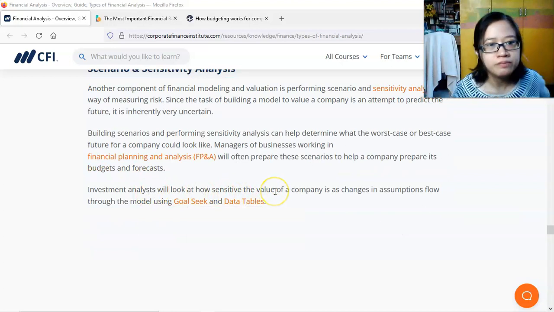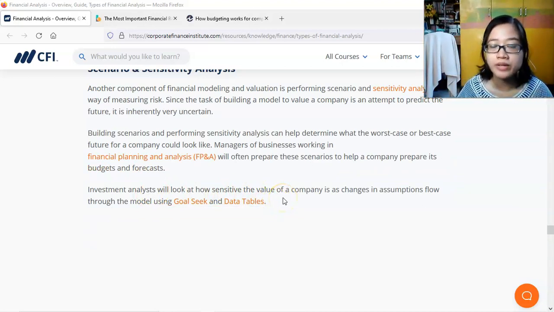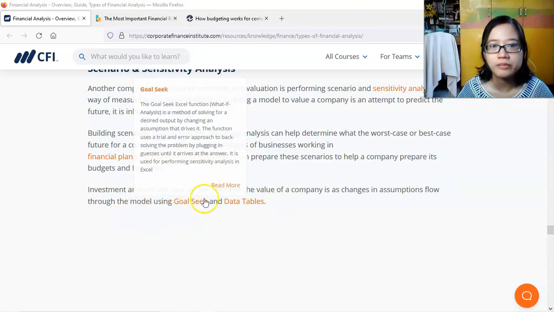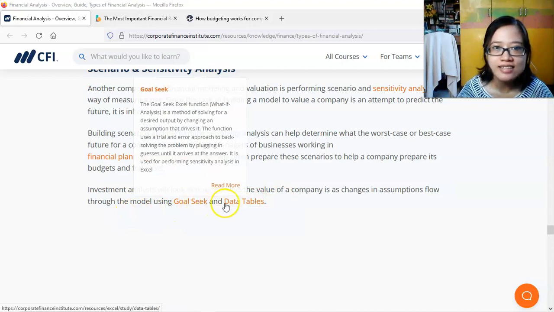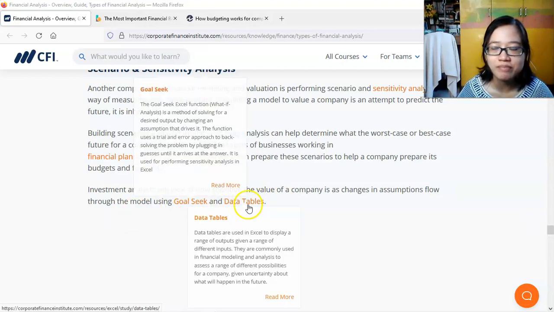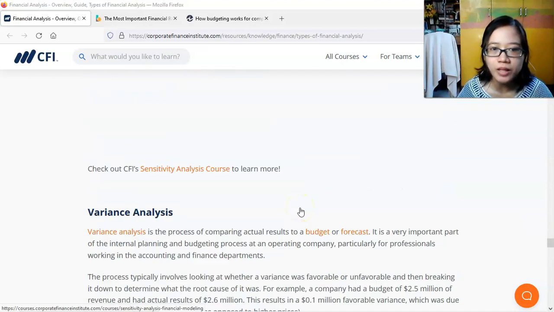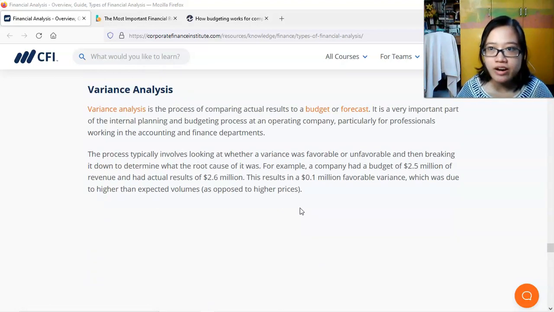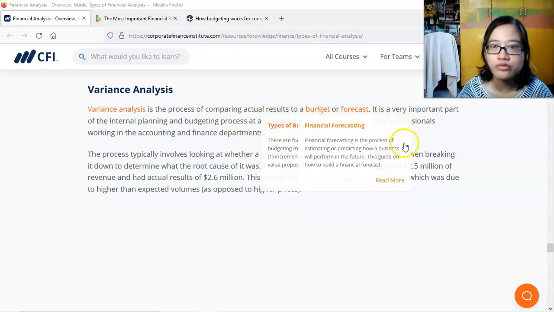And then ito, look at how sensitive the value of the company is as changes in assumptions flow through the model. Ayan, merong mga ads again dito on possible uses. Pwedeng gamitin. Okay, variance analysis. Ito naman, comparing actual results to a budget or forecast.